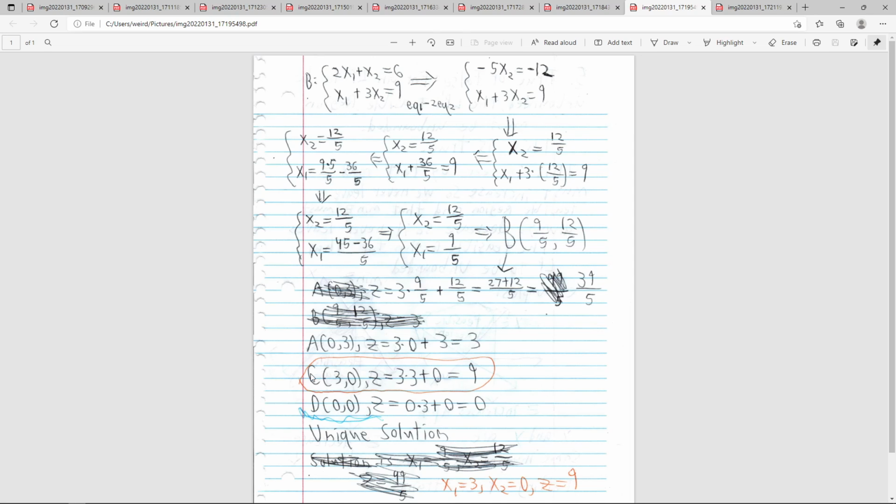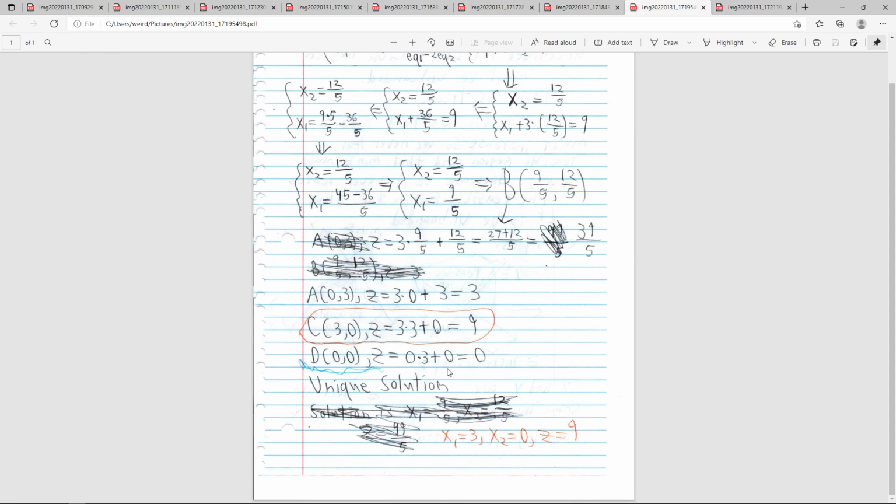It's a unique solution because I, in orange, put C as that largest value. And you notice, if you do 39 divided by 5, 40 divided by 5 is 8, so 39 divided by 5 is just 7.8. You can do it in your head like that, but you can also do it on a calculator. Basically 7.8 and 9, 9 is the bigger number, so we have one maximum. In a maximum, we want the biggest value. So unique solution: x1 equals 3, x2 equals 0, and z equals 9.